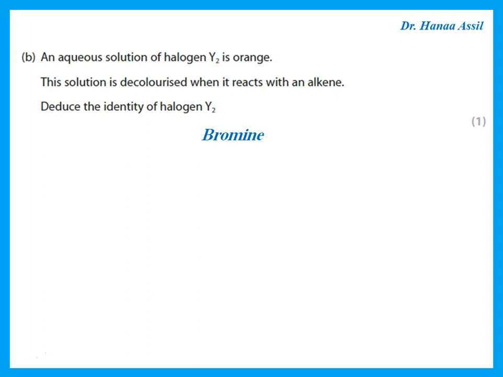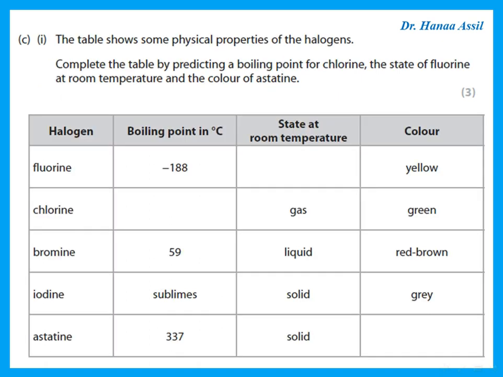So remember that bromine is the only liquid non-metal. What color is it? It is orange, or sometimes we refer to it as reddish brown. And it reacts with alkenes and becomes decolorized, or changes from orange to colorless.